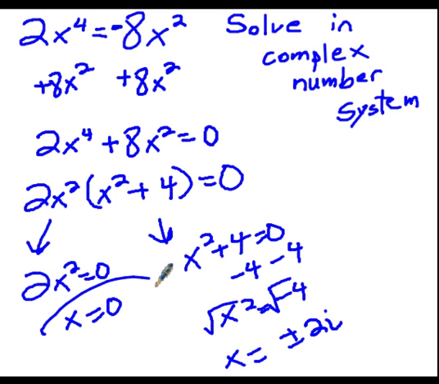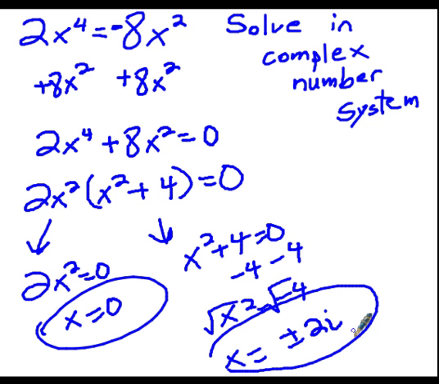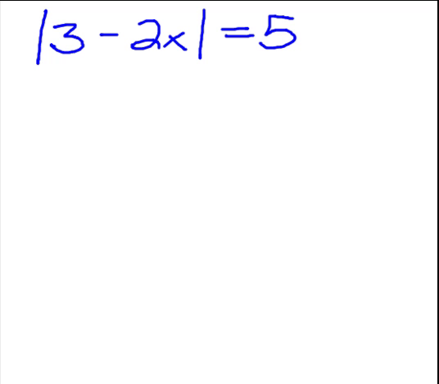So I have three answers, x equals 0, and x equals plus or minus 2i in the complex number system. You were worried about that for nothing. See, you were afraid, but you didn't have to be.